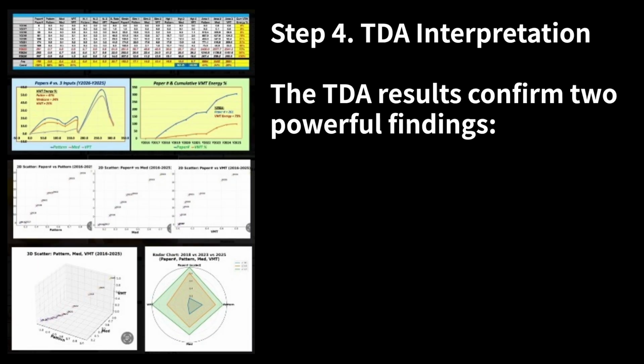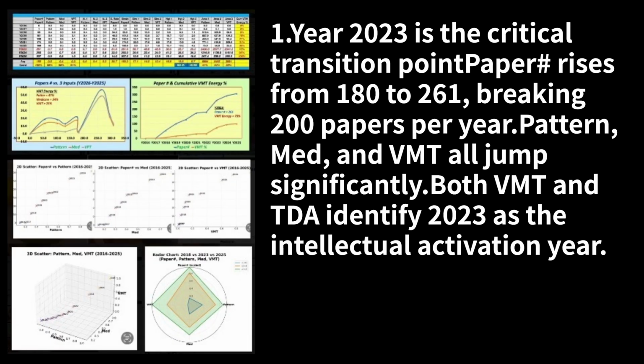Step 4. TDA interpretation. The TDA results confirm 2 powerful findings. 1. Year 2023 is the critical transition point. Paper count rises from 180 to 261, breaking 200 papers per year. Pattern, med, and VMT all jump significantly. Both VMT and TDA identify 2023 as the intellectual activation year.